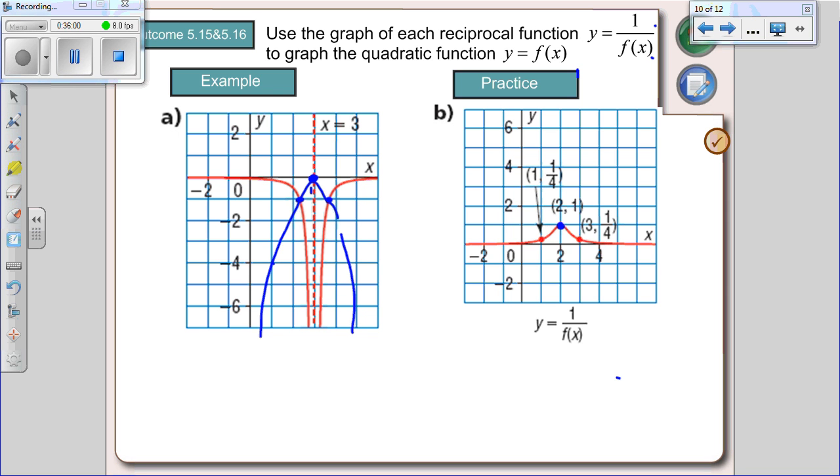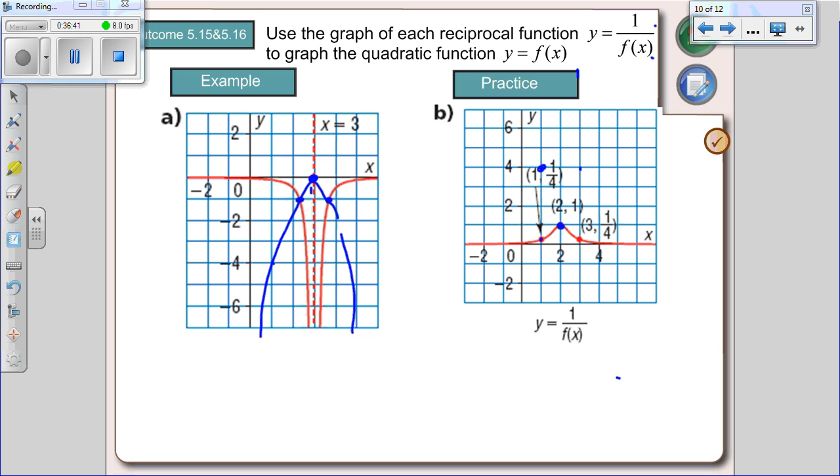I'm going to go to 1, 1/4. When I'm given a specific point, I can reciprocate it. So y was 1/4. What is y now? 4. So that point is now here. Go to the other point they gave you. 3 and 1/4. What's the reciprocal of that? 3 and 4. Now you've got 3 points. Now you can draw your graph.